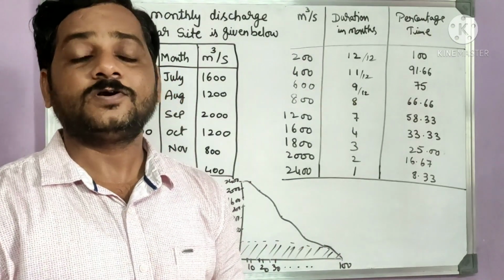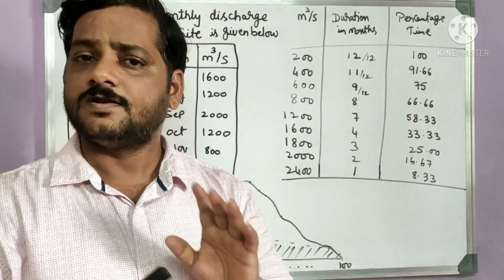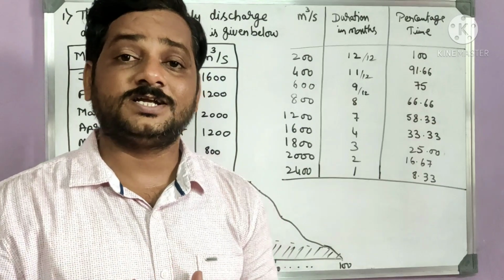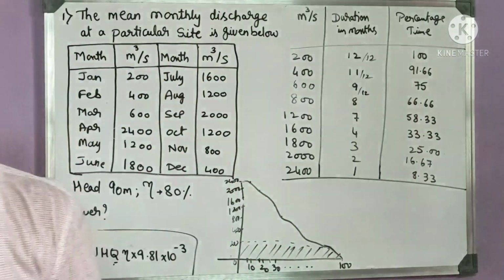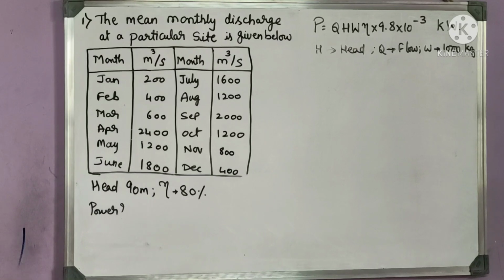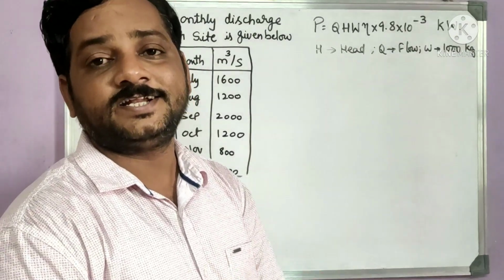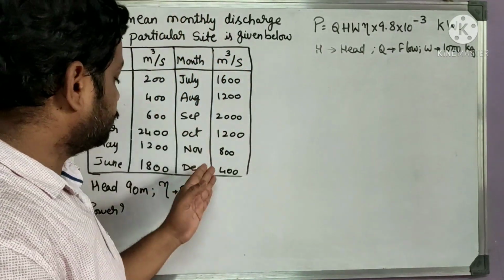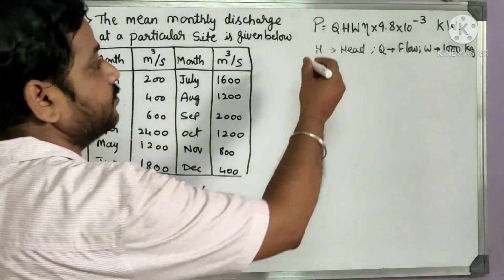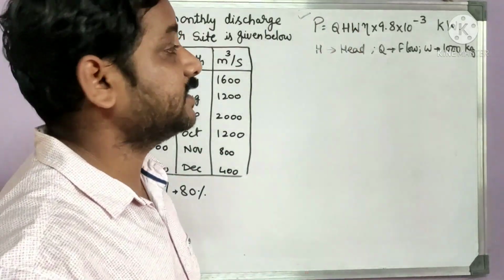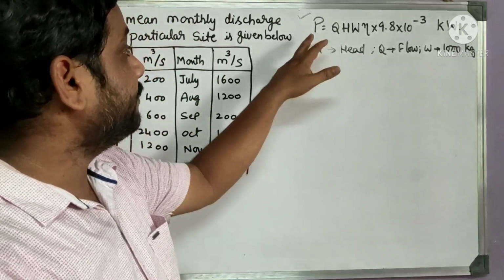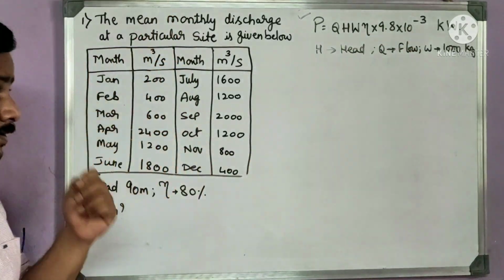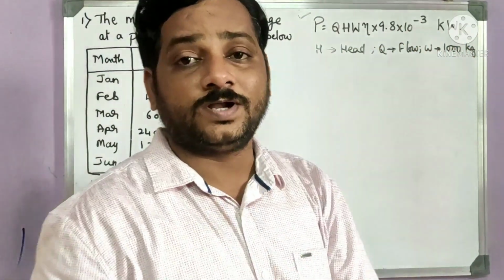Here I think you have understood how to plot a hydrograph and how to plot a flow duration curve. Now we will find out how to calculate the capacity of power generated using this water. Now here also we can find out the power generated by using this quantity of water. So in the months January to December, they have given the quantity of water. Using this formula, we can find the total power generated in that particular year. So the power can be given as Q H W efficiency into 9.8 into 10 power minus 3. So if you do this, you will be getting it in terms of kilowatt.